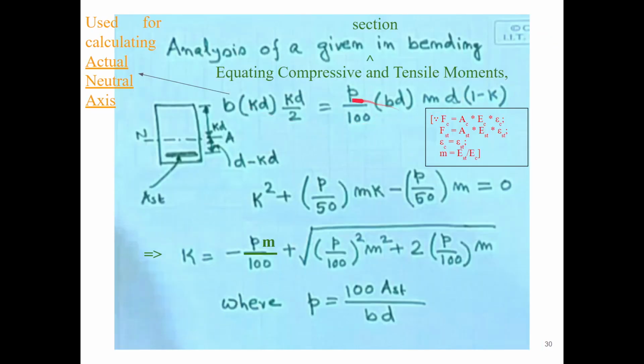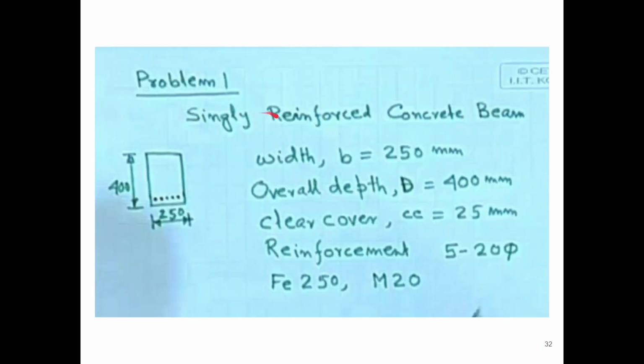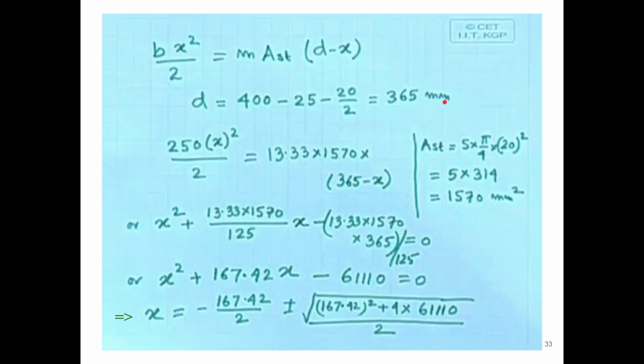Okay, using this philosophy which I just explained to you, just substitute kd as x, because x equals kd. So you will find bx square by 2 equals mast into d minus x. Here d is the effective depth, which will be equal to 400 minus 25 minus 20 by 2. 20 by 2 is 10, so 400 minus 25 minus 10 is 400 minus 35, which is 365. So it is 365 mm.